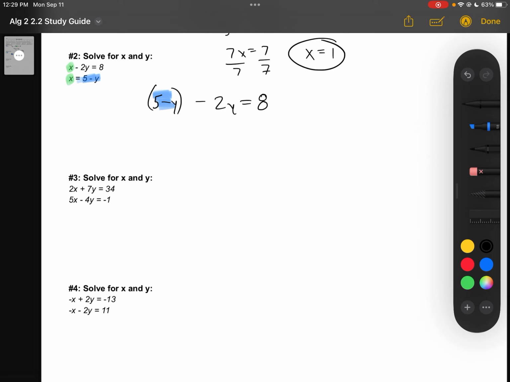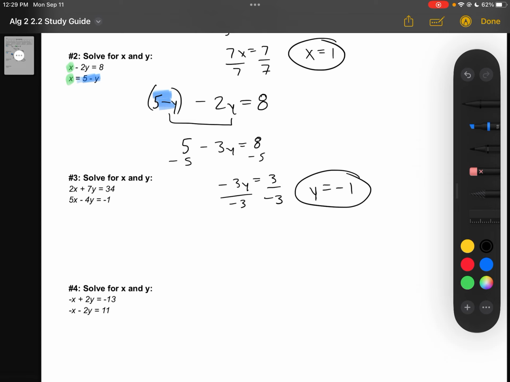So nice set of parentheses here. We end up with negative y and negative 2y as our like terms, so we can put these two like terms together. Can subtract 5 from both sides. And we can divide to get our final answer.